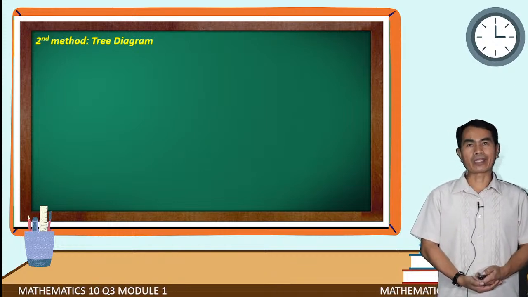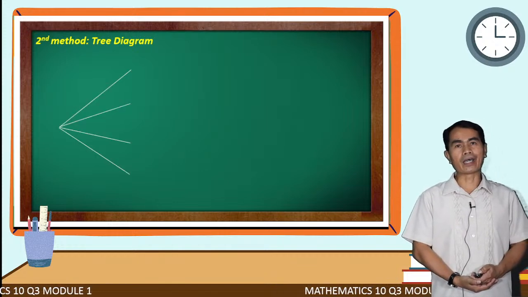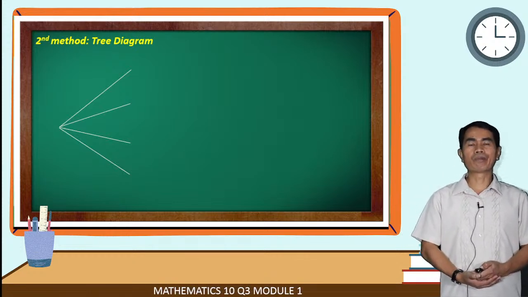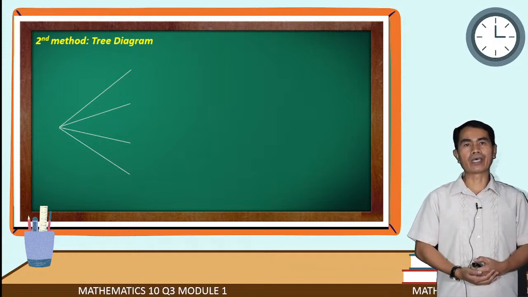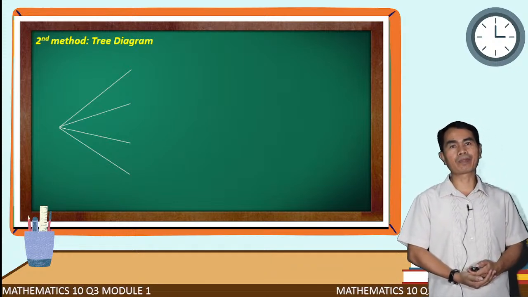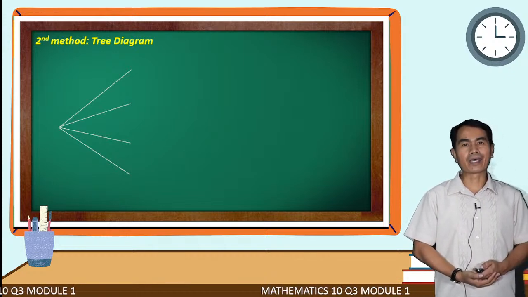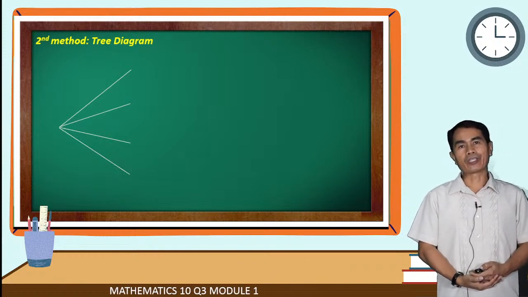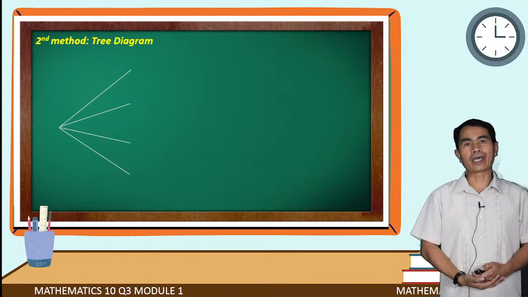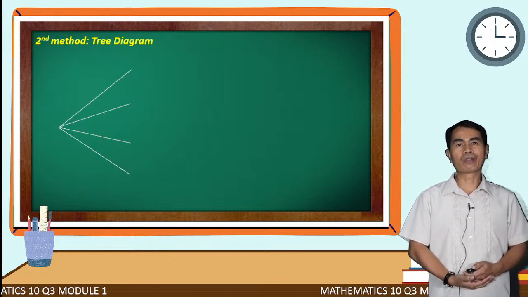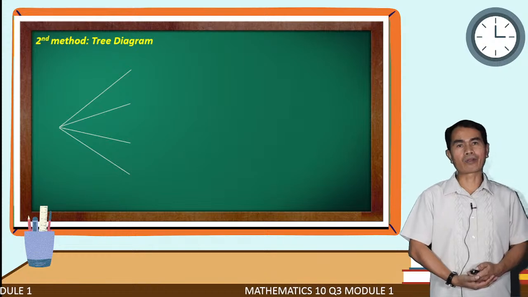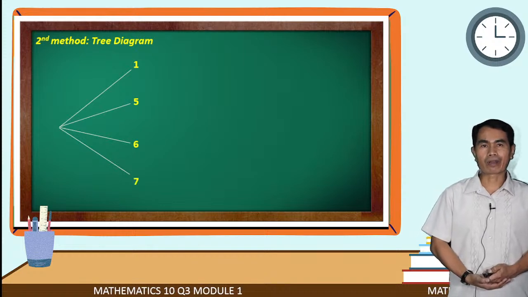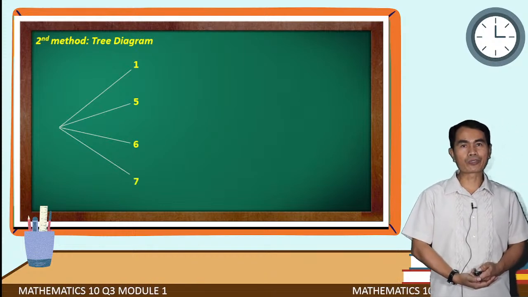For tree diagram, we can start with a point or a dot, and then take note that we are asked to enumerate all the three-digit numbers. So we have the hundreds place, tens place, and the ones place or the units place. We branch out into 4 because we are going to fill up the hundreds place, and we have 4 options for this. Either we use the digit 1, 5, 6, or 7.